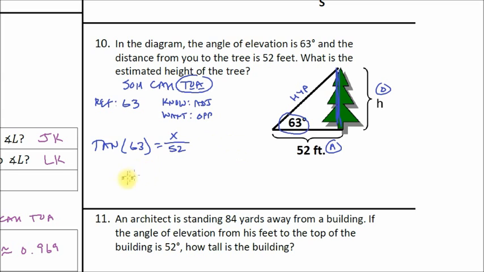This is an x on top situation, which is going to be multiplication. X equals 52 times tangent of 63, which you should be able to put in your calculator. It's approximately 102.1. And this is a word problem. It should give a sentence answer.